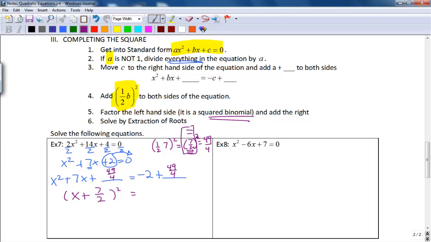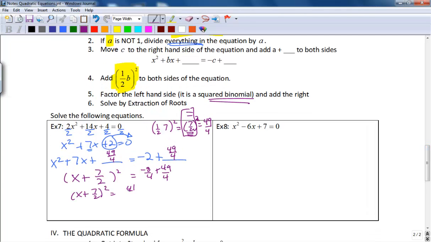It always factors as the variable, the same sign as is in front of your bx term, and then whatever half that term was. In this case it's 7 halves. Now I need to add the right-hand side, and again you can use a calculator if you want. In order to get a common denominator, I'd need 4, so this is really negative 8 over 4 plus 49 fourths, which ends up being 41 over 4. All right, well now I'm all done there.